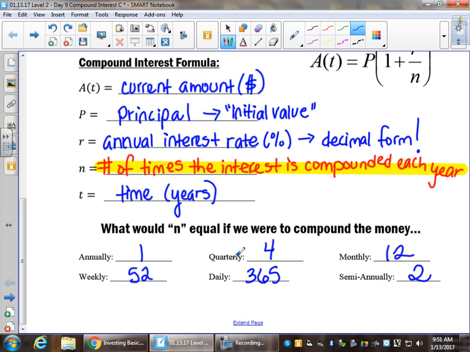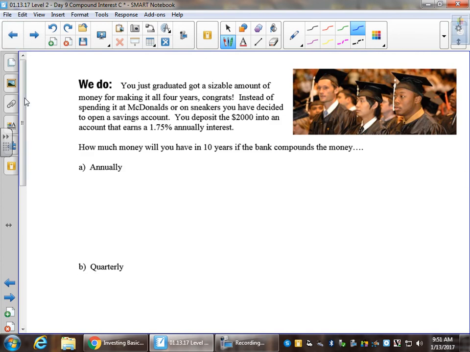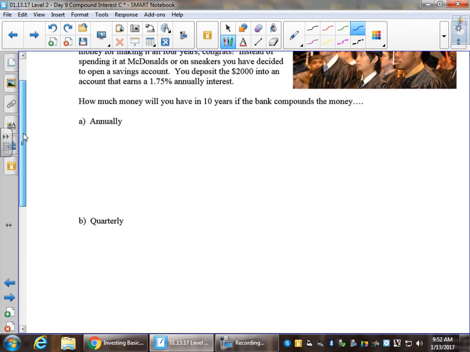The best way to learn this is to practice it. So let's look at our first situation here. You just graduated and got a sizable amount of money for making it all 4 years. Congrats. Instead of spending it on McDonald's or on sneakers, you have decided to open a savings account. I know, very smart. Good job. You deposit the $2,000 into an account that earns 1.75% annually for interest. So notice you're given an annual rate always. How much money will you have in 10 years if the bank compounds the money, and what three options are presented here?